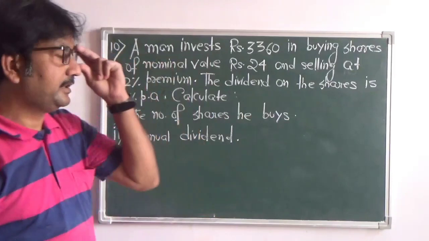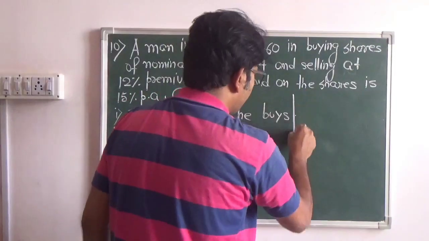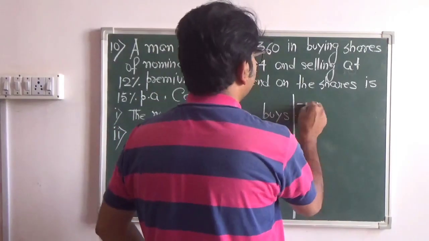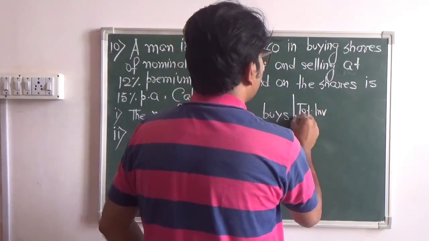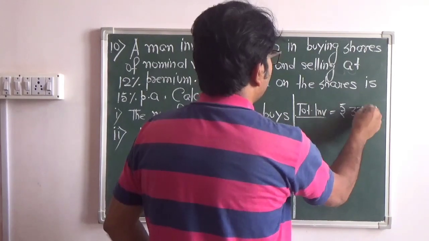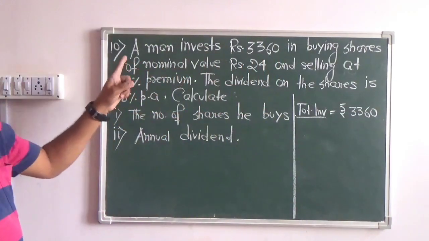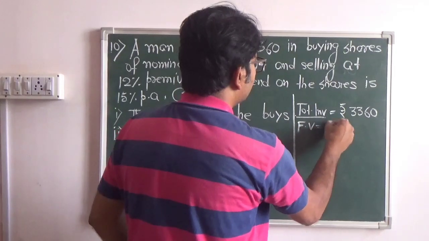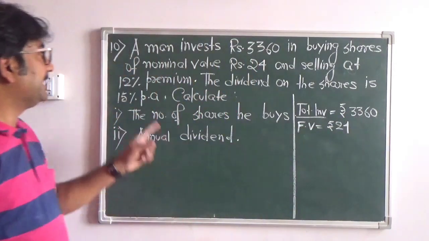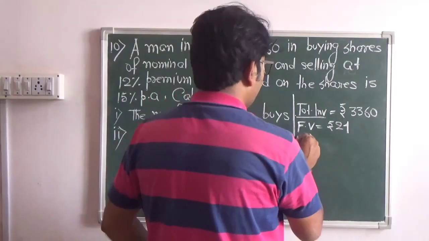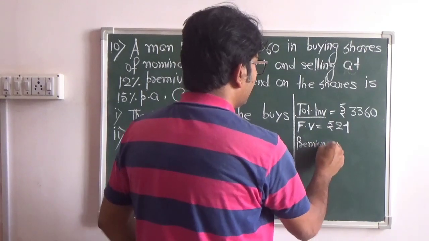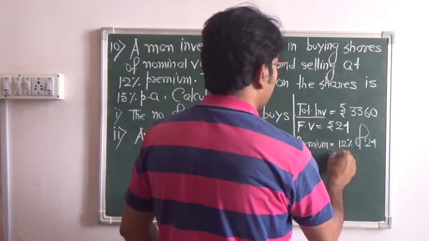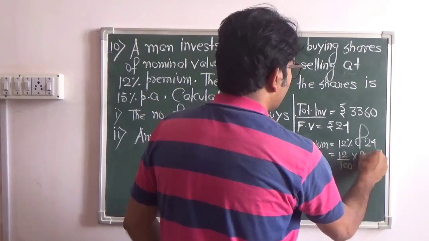Very simple question it is, and again we need to note down what is given here in the question. A man invests rupees 3360, that is the total investment is given. Let us write it down. So total investment is equals to rupees 3360. In buying shares of nominal value of rupees 24, that is the face value is rupees 24. Selling at 12% premium. So premium is 12% of 24, that is the face value. That is 12 by 100 into 24.